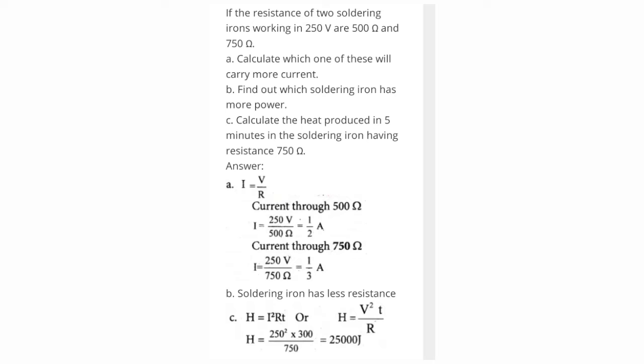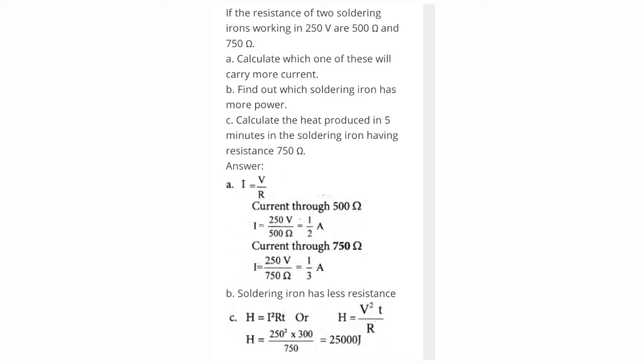If the resistances of two soldering irons working on 250 volt are 500 ohm and 750 ohm: A. Calculate which one of these will carry more current. B. Find out which soldering iron has more power. C. Calculate the heat produced in 5 minutes in the soldering iron having resistance 750 ohm.